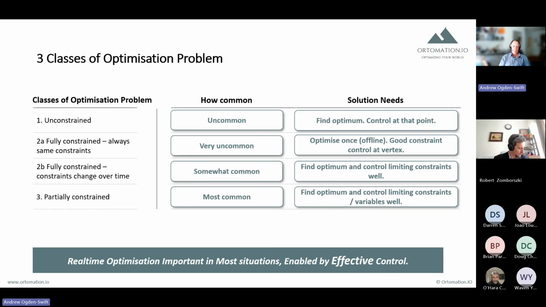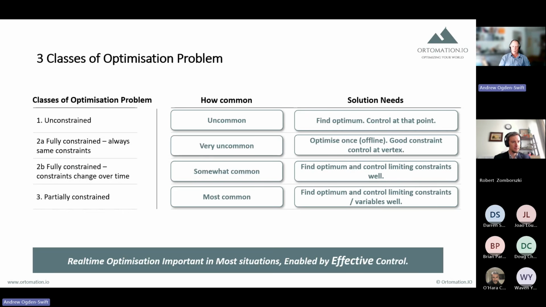The other one is where the constraints change over time. So those constraints could be qualities, they could be hydraulic limits, they could be things like high temperatures on fired equipment, or rundown temperatures, could be flooding or space velocity limitations. And the challenge there is to find the optimum, to find the limits that are limiting the optimum and control well at those limits.